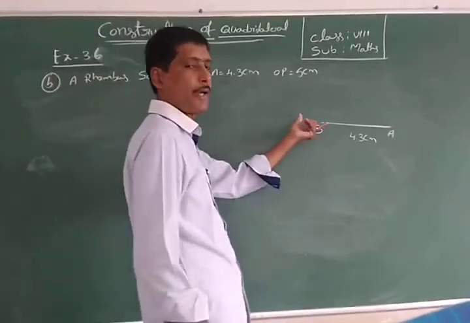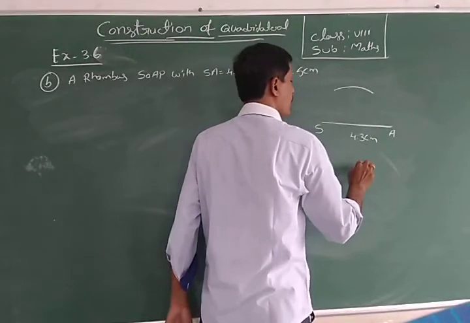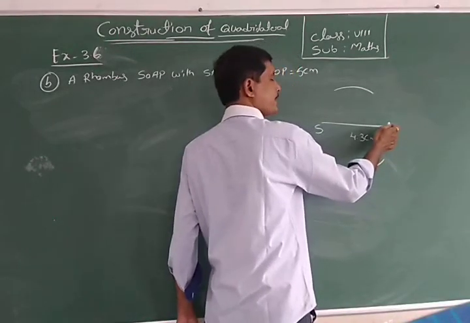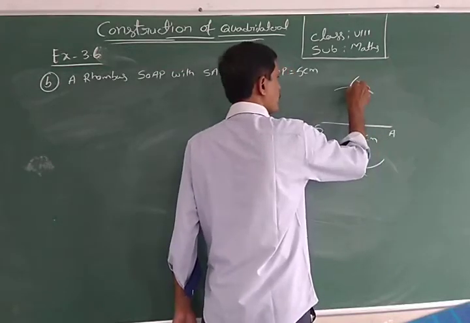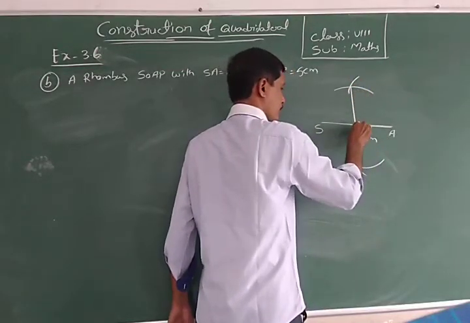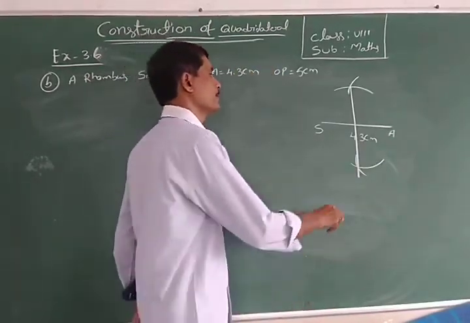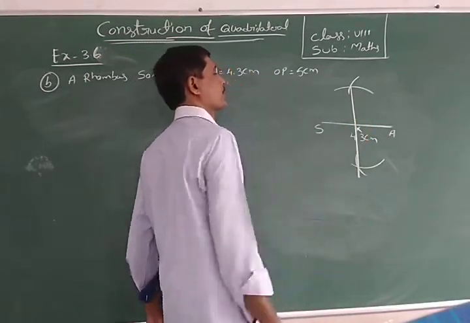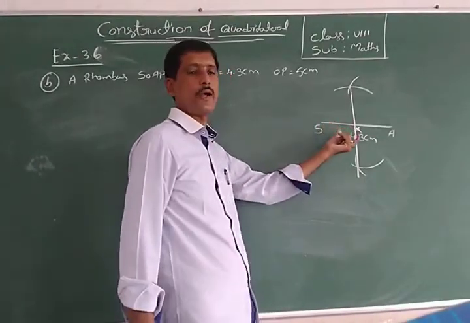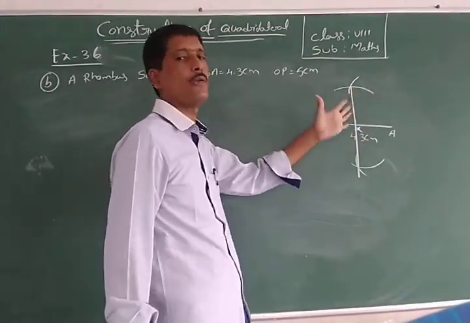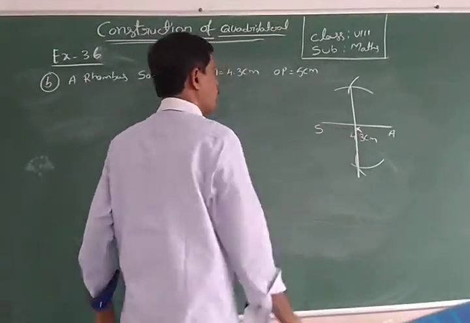Take S at the center, and using the compass with more than half of the distance, draw an arc up and down. Take A at the center, same radius, draw the arc up and down. Therefore, the point is X. Here SA is divided into two equal parts, that is 2.15 and 2.15. SX and XA are both 2.15.